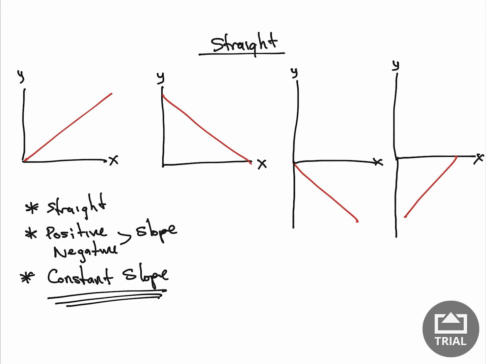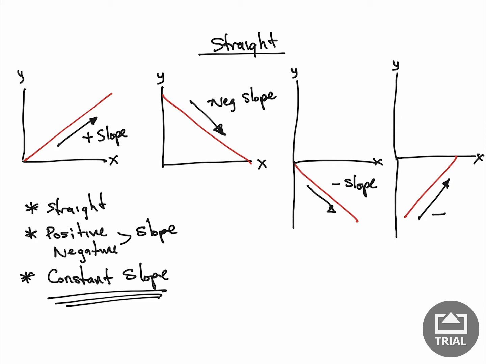So how do I know when something is positive or negative? Positive, guys, is when something is going up. As you see, it's going up. Negative is when something is going down. So this one represents a negative slope. This one represents a positive slope. Now this one is going down, so negative slope. This one is going up, so it's positive slope. That's how you identify them. And they're always constant.